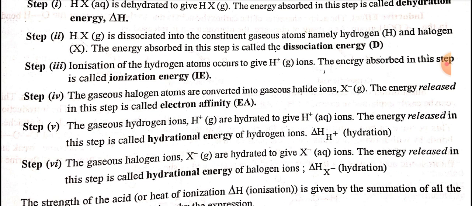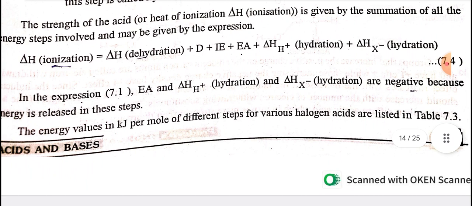Gaseous hydrogen ions are hydrated to give H+ ions. The energy released in this step is called hydration energy of hydrogen ions. The gaseous halide ions are hydrated to give X- ions. The energy released in this step is called hydration energy of halide ions. The strength of the acid, or the heat of ionization, is given by the summation of all the energy steps involved and may be given by the expression: delta H dehydration plus dissociation energy plus ionization energy plus electron affinity plus hydration of H+ plus hydration of X-. In expression 7.1, electron affinity, delta H hydration of H+, and delta H hydration of X- are negative because energy is released in these steps.